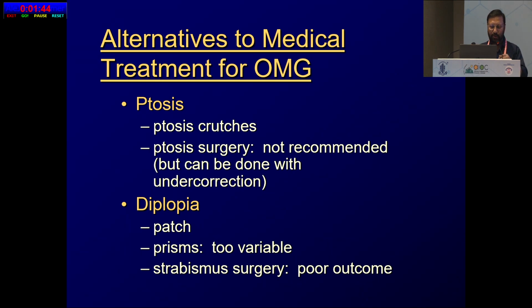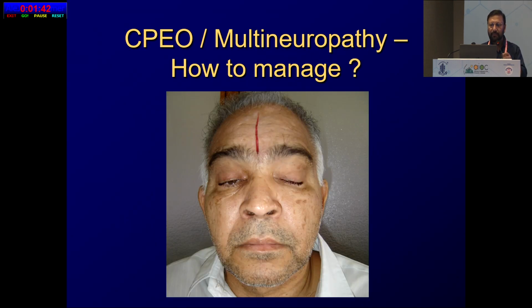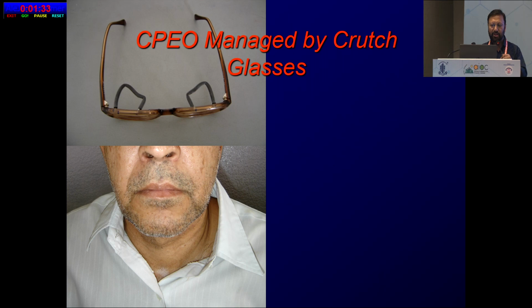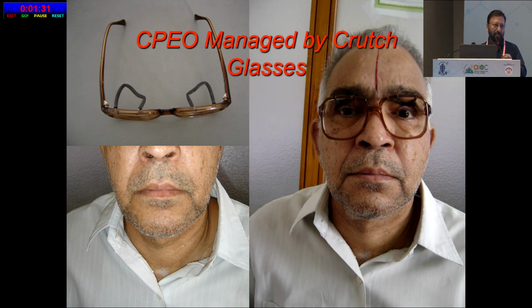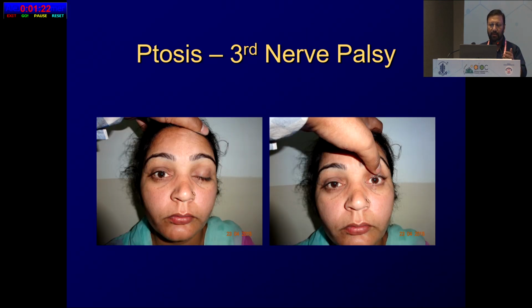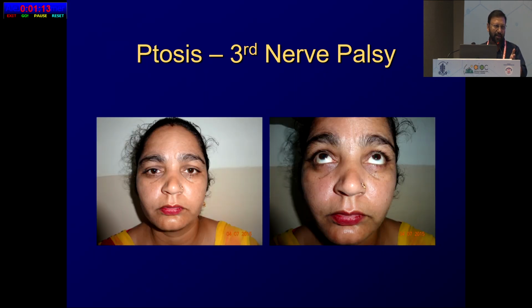In diplopia, you can do patching and prisms and all that stuff. In CPEO, where it is not improving with medical management, there is restriction of the movements. You can give crutch glasses to manage this patient, and then you can lift the eyelids. But sometimes I have started doing surgeries after proper counseling, with undercorrection, just to spare the pupil so the patient can see. In third nerve palsies, again we have to lift the lid, look for the movements, and look into the history. With conservative management they get well. Like in this lady, she was absolutely corrected.